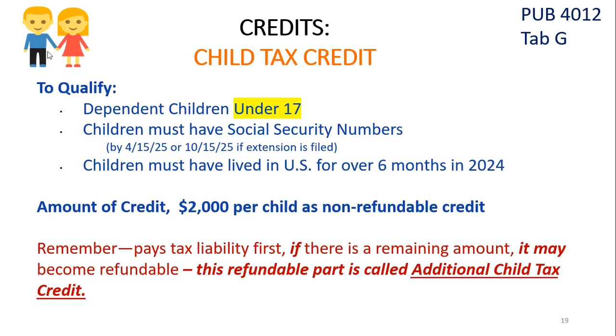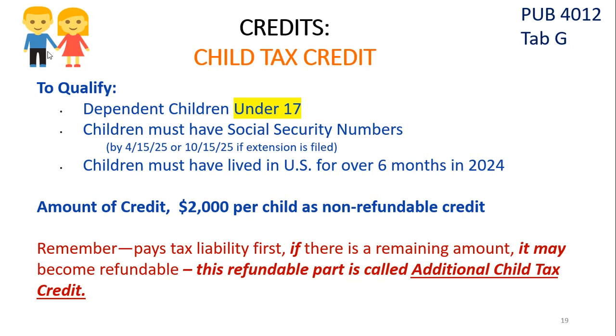Child tax credit. So these credits that we're going to talk about now can be found in tab G. To qualify for the child tax credit, the dependent has to be under 17. They must have a social security number, and they have to have lived in the United States for over 6 months. The amount of this credit that they could get is up to $2,000 per child as a non-refundable credit. It's a wonderful credit.